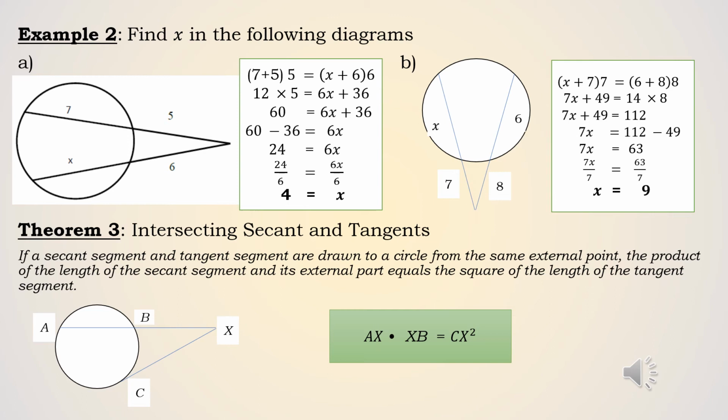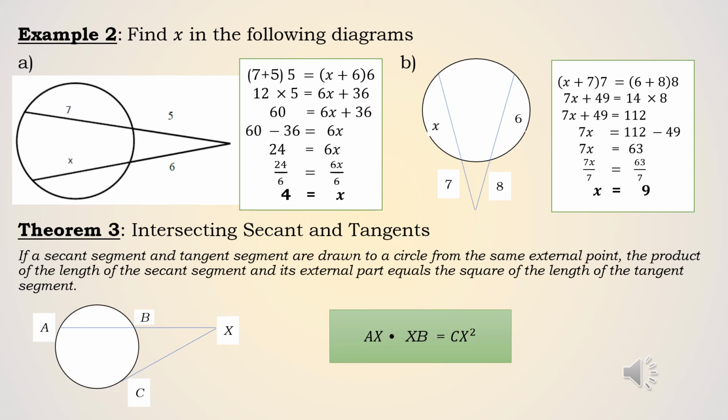Part B, again the first secant, that is on the left, the full length would be x plus 7 times the outside length, which is 7. That is equal to, for the other secant, the full length is 6 plus 8 times the outside length, which is 8. Now simplifying that, 7 times x is 7x plus 7 times 7 is 49, is equal to 6 plus 8 is 14 times 8.